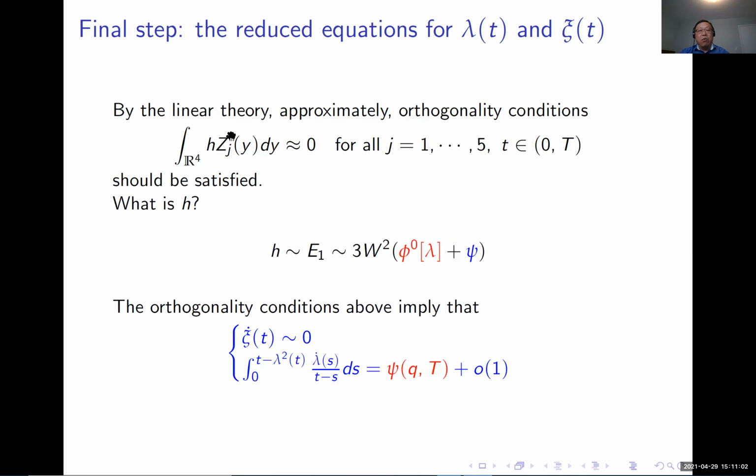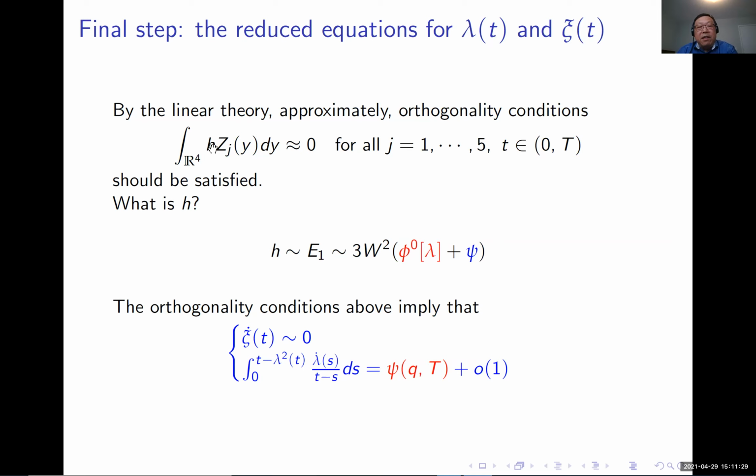Now remember, last time I explained, our error contains 2 parts. One part is from the slow decay of the error. We have to correct this by a global term. We call it phi zero. And another part is from the outer problem. The outer problem also enters into the error.